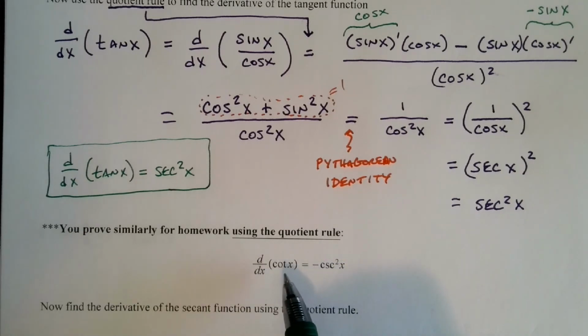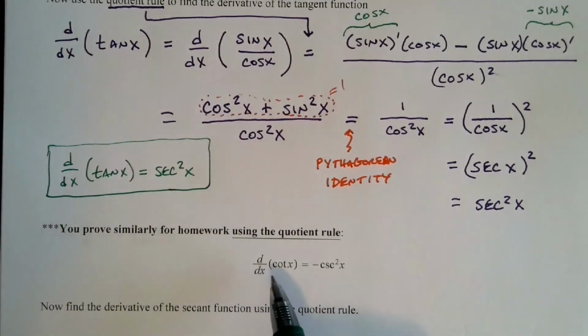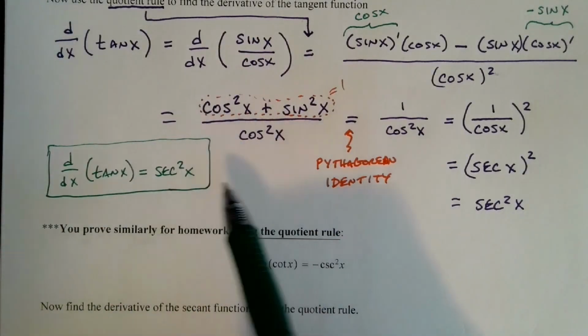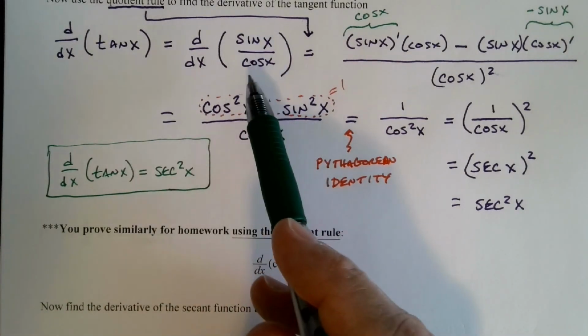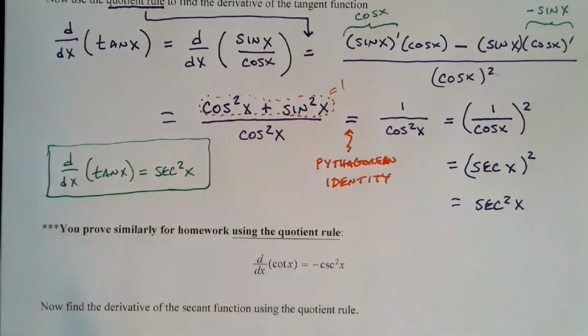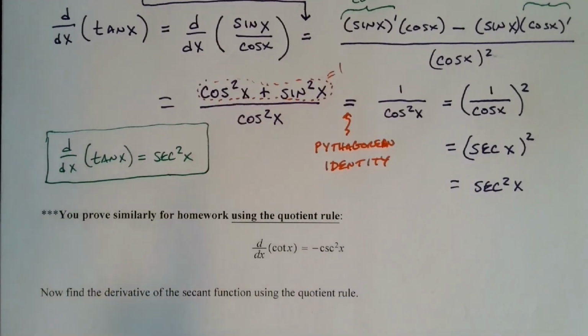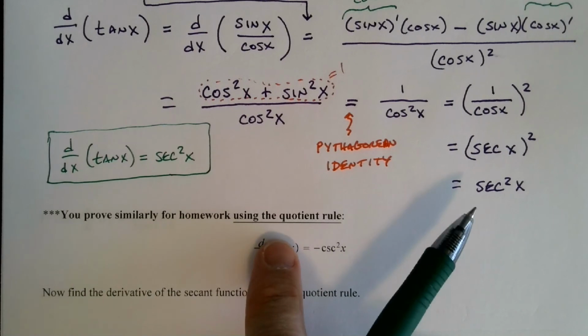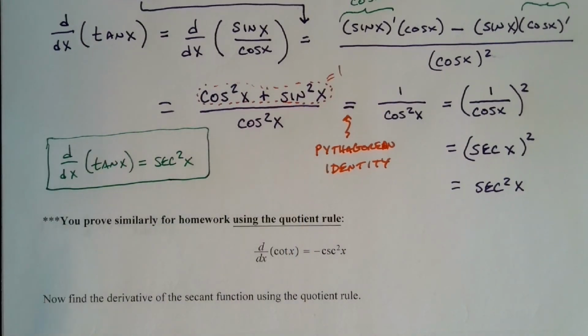Now, cotangent x, how do you use the quotient rule? Well, tangent x is what? Sine x over cosine x. What's cotangent x? It's the reciprocal of tangent. So what? It's cosine x over sine x. So think about that, how that's going to play out. And you have a little bit of work to do because there's a negative sign that needs to pop up somewhere. So make sure you do that one as well. I'd like you to do that for homework using the quotient rule, not the limit definition, but prove the cotangent function rule using the quotient rule.